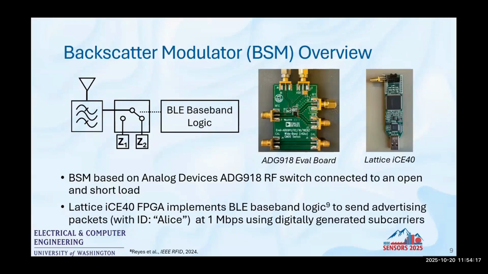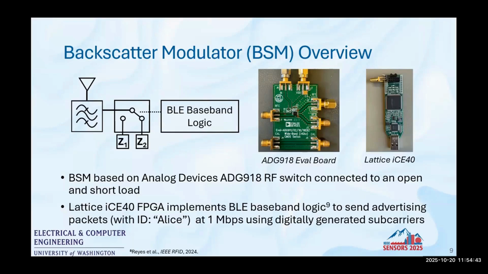Onto our backscatter modulator design. This is our design that's just based off of an Analog Devices ADG918 RF switch. The switch ports are connected to either an open or a short RF load, and that presents our 2 distinct impedances to the antenna. A Lattice iCE40 FPGA implements our BLE baseband logic, which sends advertising packets at 1 megabit per second per the BLE spec.